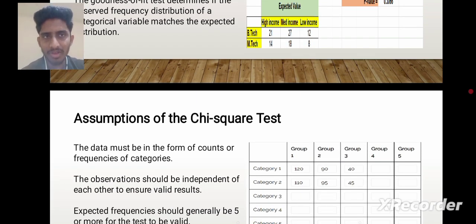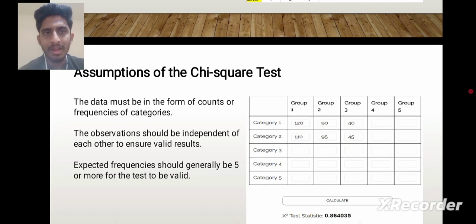The assumptions of the chi-square test. The data must be in the form of counts or frequencies, or categorized. When the data is entered in the set of tables, it needs to be counts, frequencies, or categorized.